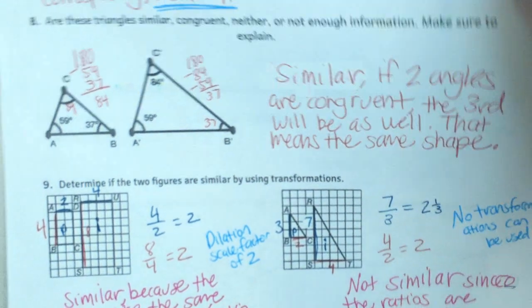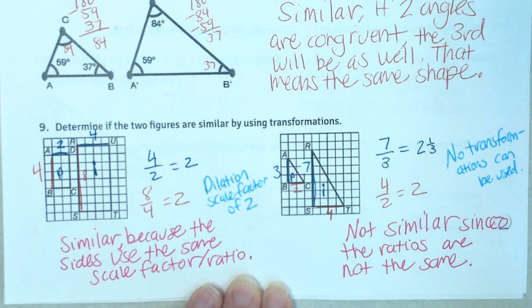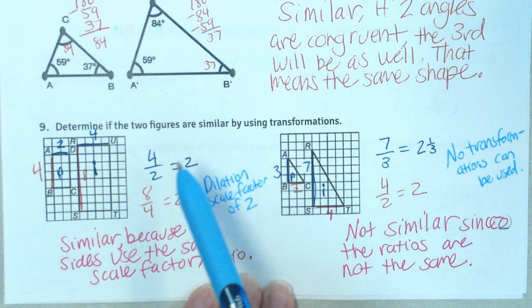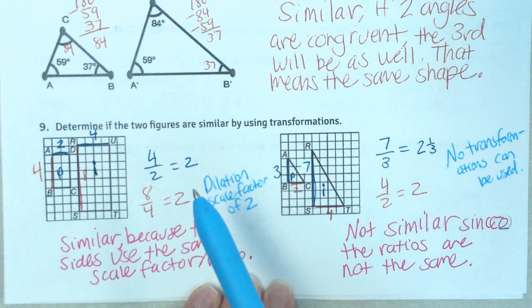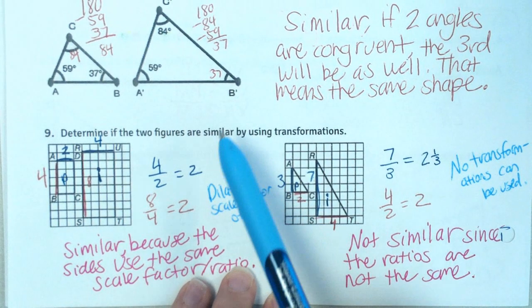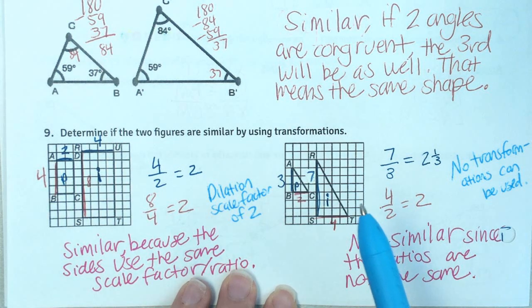Number 9. A lot of people struggle on number 9, but you guys did really well on the homework with it. So it's just a matter of knowing what to be doing. Okay, on number 9, if they are similar, for the side lengths, they have to be in the same ratio. Okay? So to be similar, they have to have the same ratio, meaning every side was multiplied by the same thing. So it's like there was one scale factor to it.